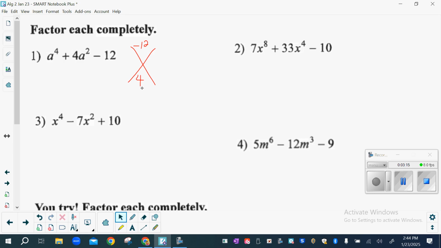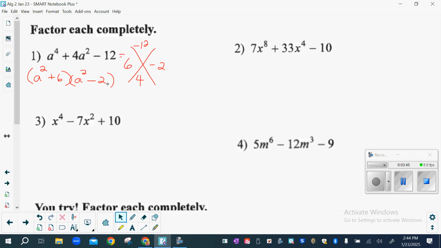Yeah, so 6 and -2. Now, because this is a to the 4th and not a squared, we're not going to just put an a and an a. We're going to put an a squared. Good. Some of you guessed it was going to be a squared. A squared and a squared, and then we do the same thing, plus 6 and -2. And that's it. We want to look and see if we can factor again.